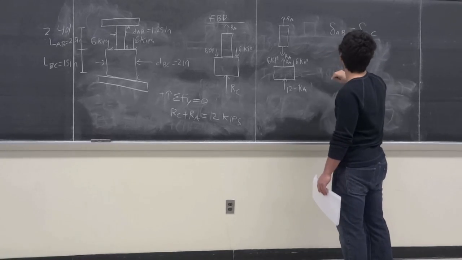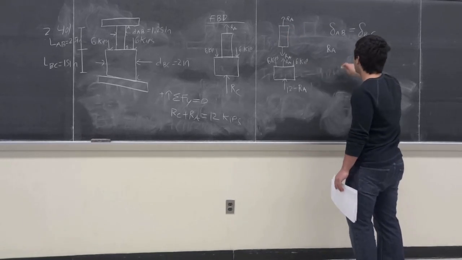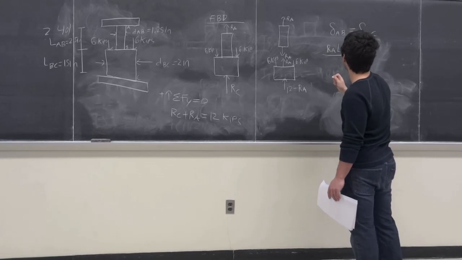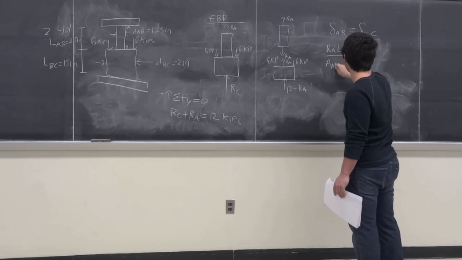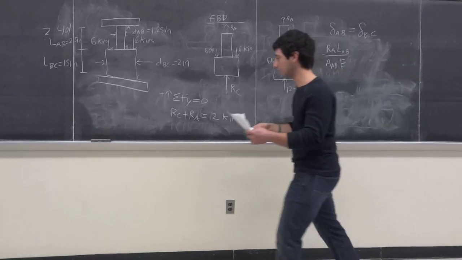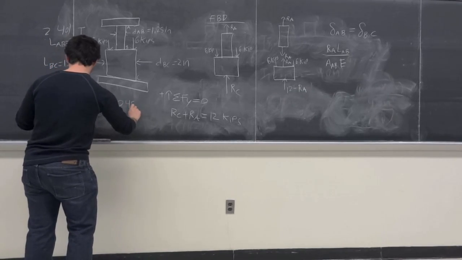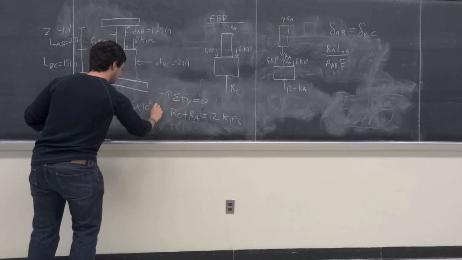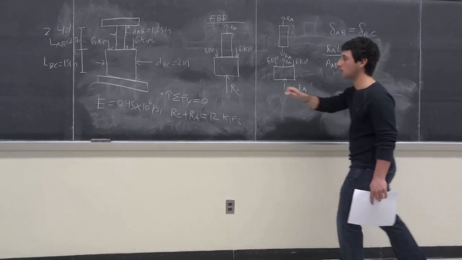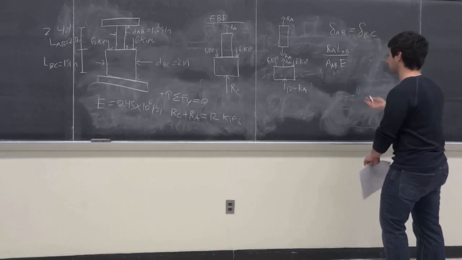So we know delta AB is RA, right? This is the only force acting on rod AB. So it's RA times LAB over AAB times the Young's modulus. Oh, I didn't give you the Young's modulus. Okay, the Young's modulus is 0.45 times 10 to the 6 psi. This is all the same material, by the way. This material is the same as this material. So there's one Young's modulus. I'll just call it E.